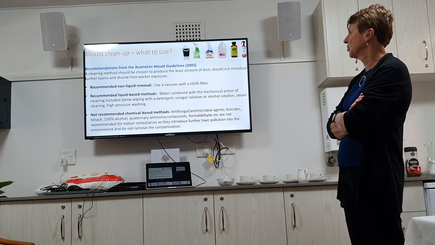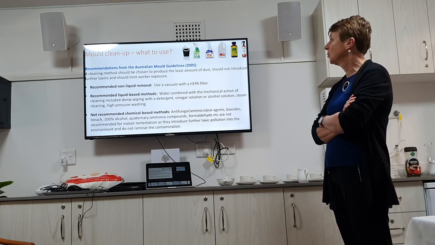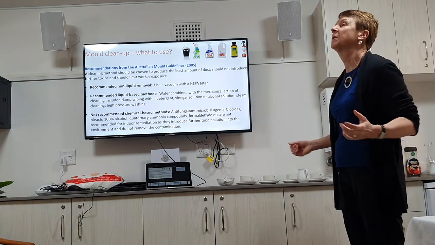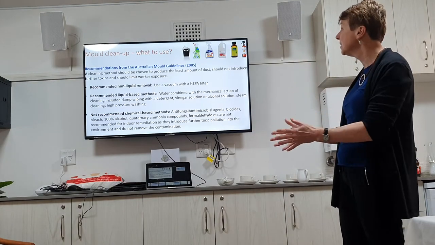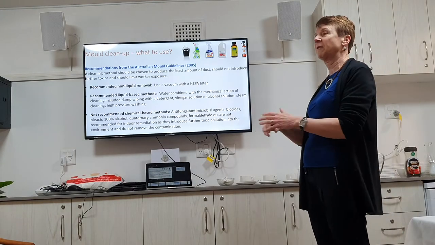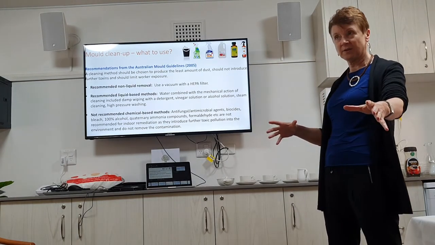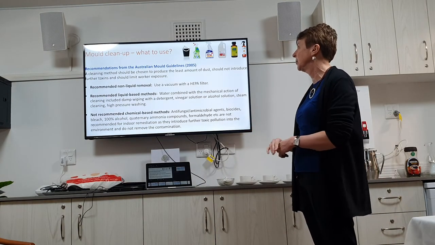So this is what the Australian Mould Guidelines said. They said to try to find something that will cause the least amount of dust, because you don't want to be disturbing the mold and liberating it into the environment, making things worse. It shouldn't introduce further toxins. You don't want to get rid of the mold but replace it with some other toxin in your environment. And it should limit worker exposure.